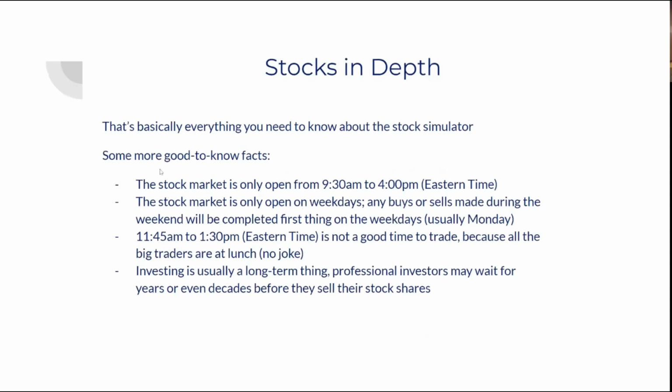You guys are probably gonna know the first two. Well, the first one. The stock market is only open from 9:30 a.m. to 4 p.m. Eastern time. You guys gotta remember that. The stock market is only open on weekdays. Any buys or sells made during the weekend will be completed first thing on the weekdays, which is usually Monday. It could also be Tuesday if there's a space-time continuum thing going on.